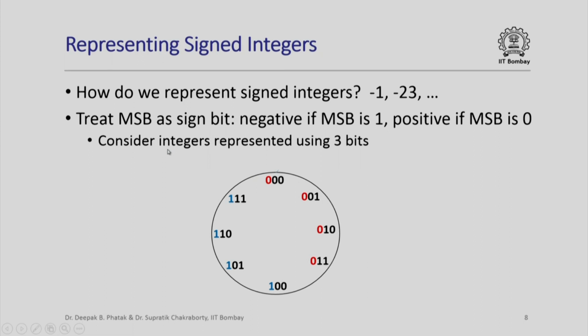So here, if we consider integers represented using 3 bits, I have placed all these 8 valuations of 3 bits along a circle, and marked in color the most significant bit. The ones marked in red are the ones where the most significant bit is 0, the ones marked in blue are where the most significant bit is 1. So in our notation, these would represent positive numbers, these would represent negative numbers. All of the numbers with MSB 0 are positive, and then the black part just gives me the value of the number: 0, 1, 2, 3.